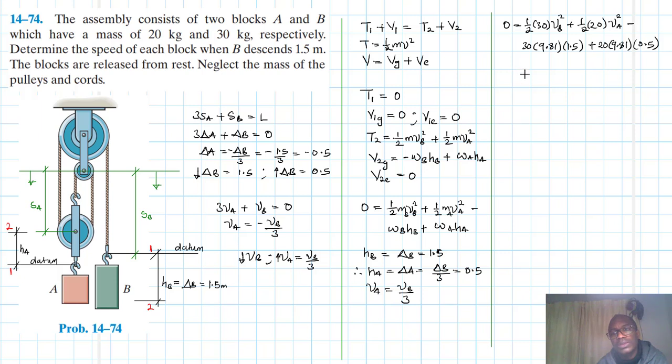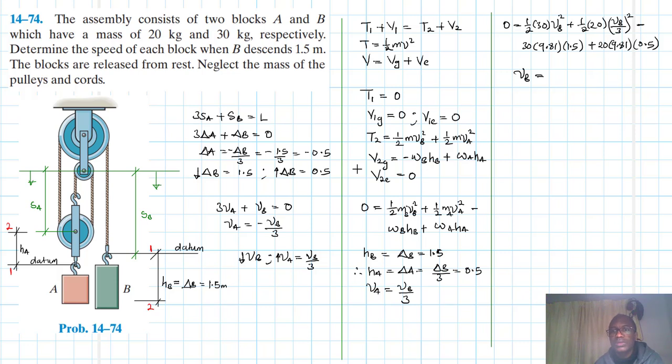So let's work it out. We can replace VA like we said. We're going to replace VA with VB divided by 3, like so, right? Then we say minus. There, that was a minus. Alright, so let's find what VB is.